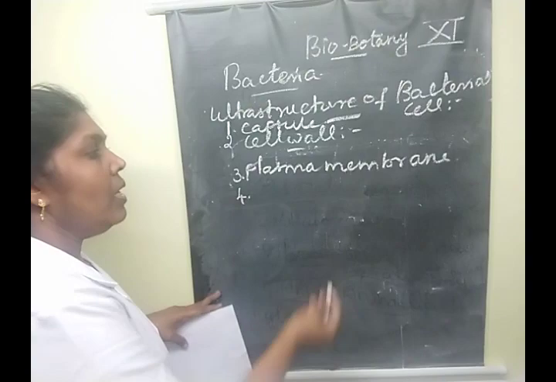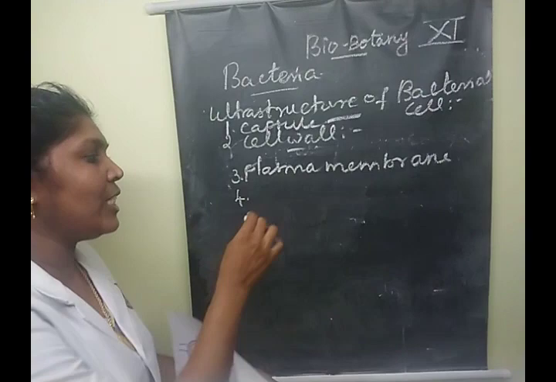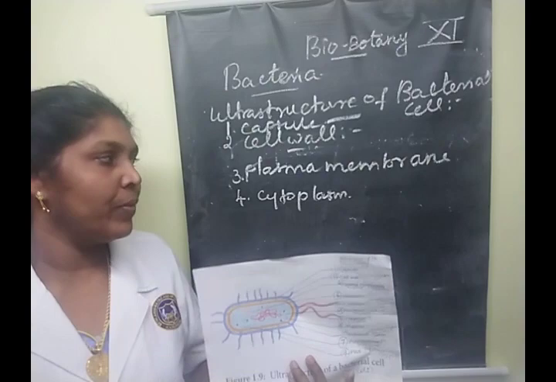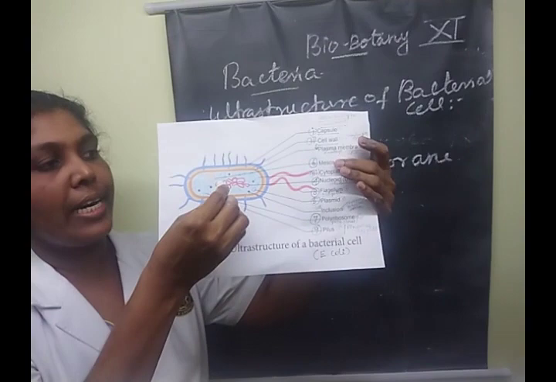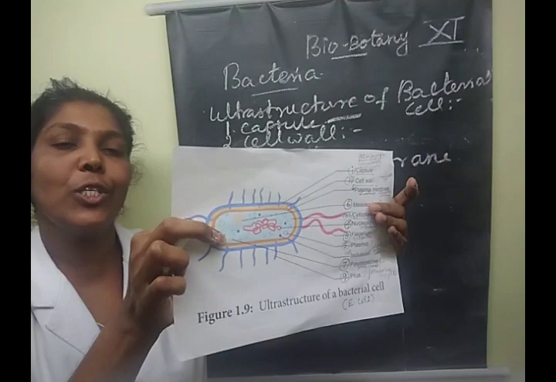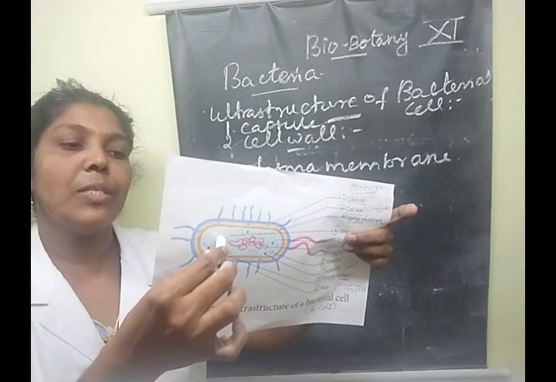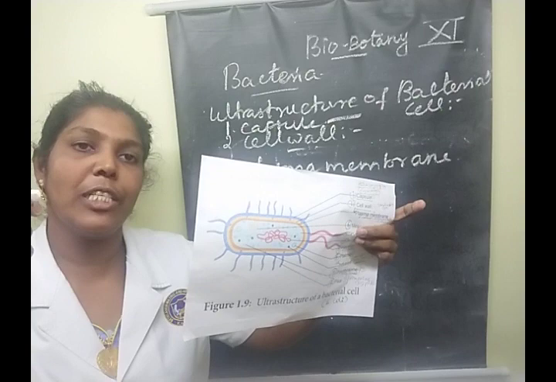The next layer of this bacterial cell is the cytoplasm. The cytoplasm is thick and semi-transparent in nature. Here we find granules, ribosomes, and cell inclusions. What are the items present? Commonly, the cytoplasmic cell inclusions, and also the ribosomes.